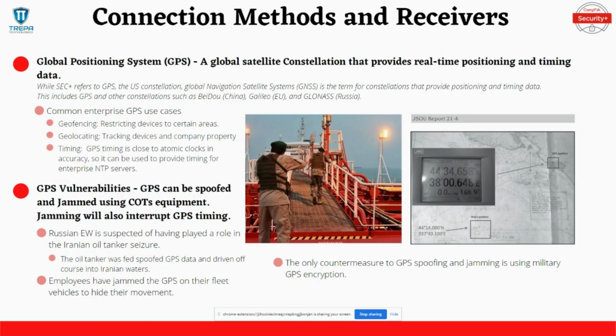GPS is a global satellite constellation that provides us with real-time positions and geographical locations on the Earth's surface. GPS is a great technology that has made our lives easier in ways we probably couldn't even imagine 50 years ago. We now can navigate anywhere in the world using GPS.